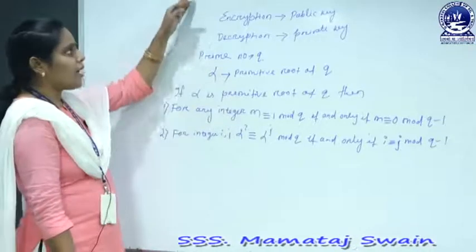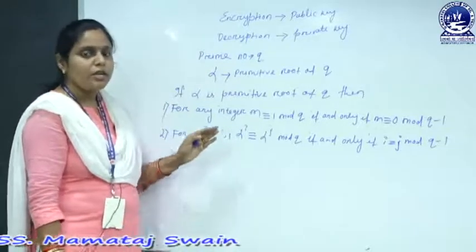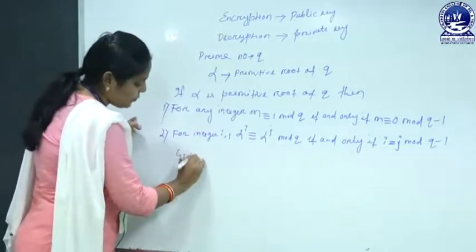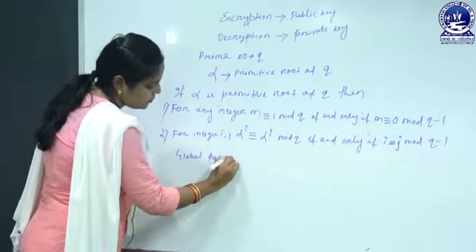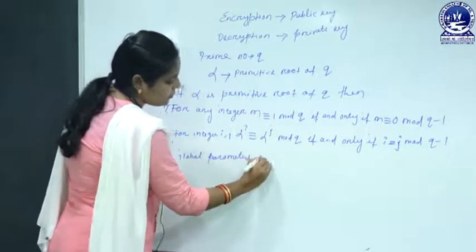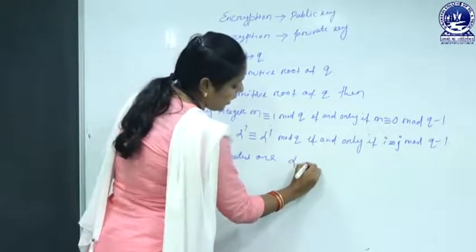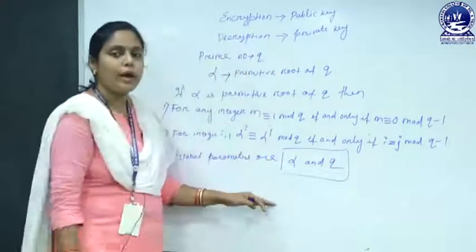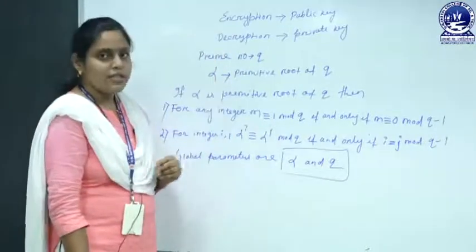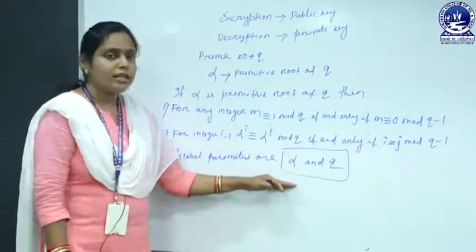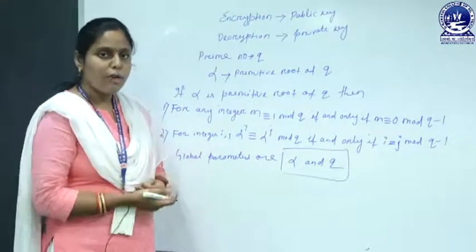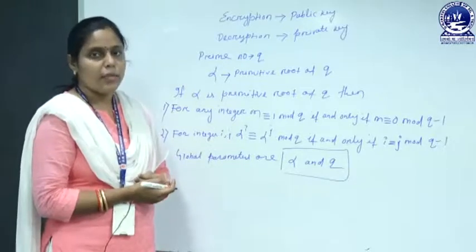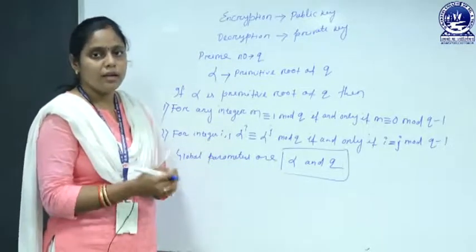That means in our Elgamal digital signature scheme, the public parameters or the global parameters are alpha and Q. These two are the global parameters for our Elgamal digital signature scheme. After generating the global parameters, the user A generates its key pair, that means the private key and public key.